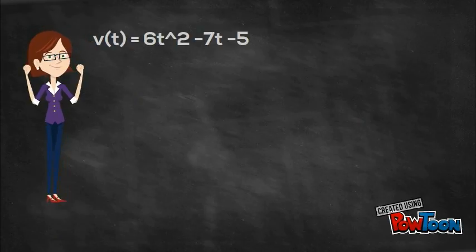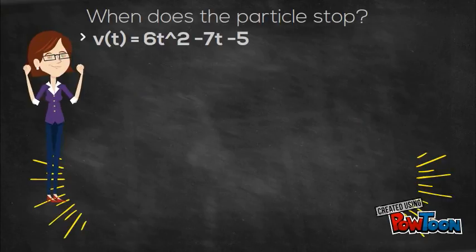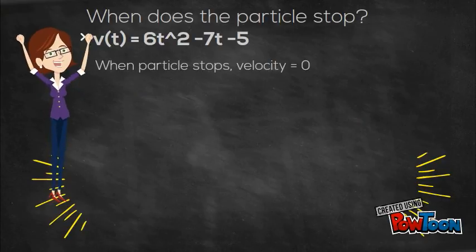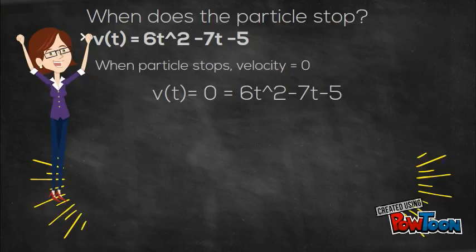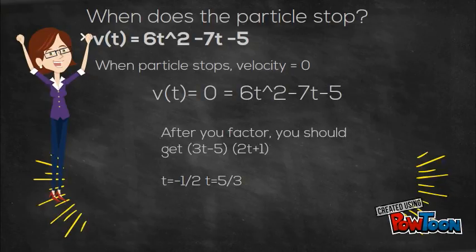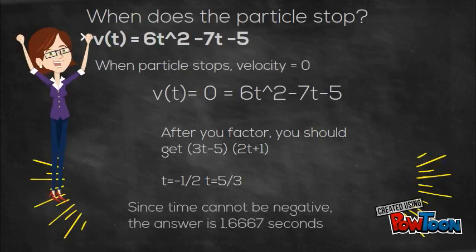Next question is, when does the particle stop? When the particle stops, the velocity equals 0 because the position is not changing. So you make the equation of velocity equals 0. After you factor this, you should get x equals -1/2 and x equals 5/3. Since time cannot be negative, the particle stops at 1.667 seconds.